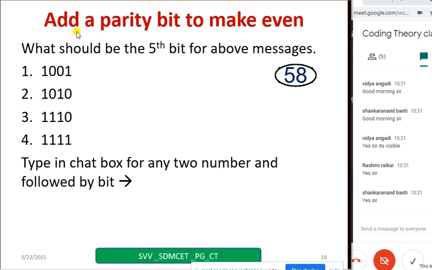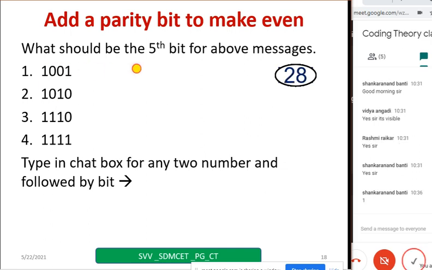To make an even parity, I want to add an additional 1 bit, a parity bit. For example, in the first case, whether the parity bit I am adding should be 0 or 1, such that the number of ones should become even. In the first case, whether it is a 0 or 1, what do I have to add to make an even parity? Type your answer in the chat box. The question is very simple. A fifth position, I am adding something. Total 5 bits if I consider.